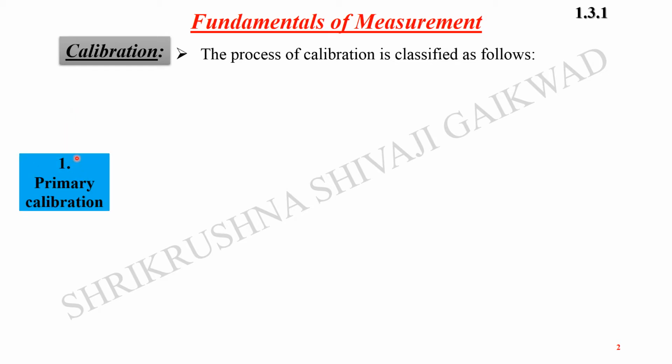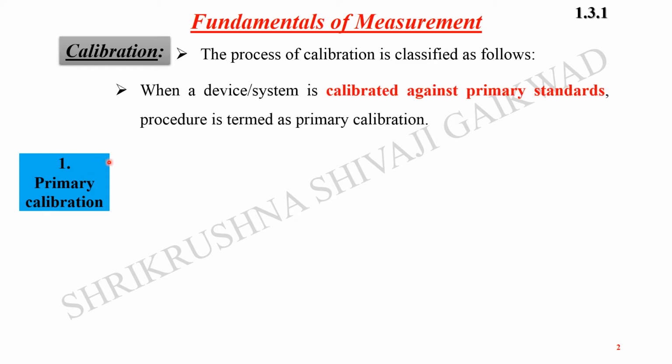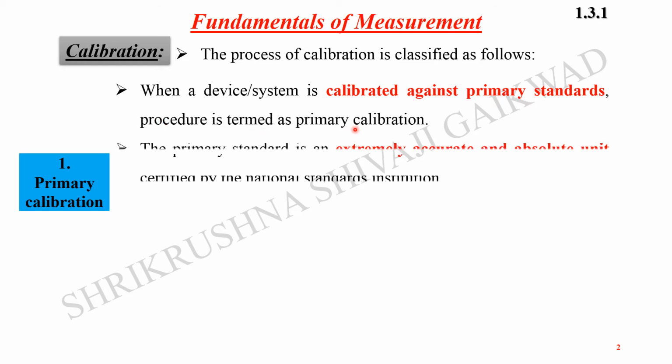The first one is the primary calibration. What does it mean? When a device or the system is calibrated against the primary standards, which are internationally accepted and placed in France, the procedure is termed as the primary calibration. The primary standard is an extremely accurate and absolute unit certified by the national standard institutions.